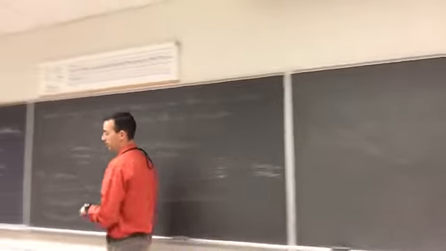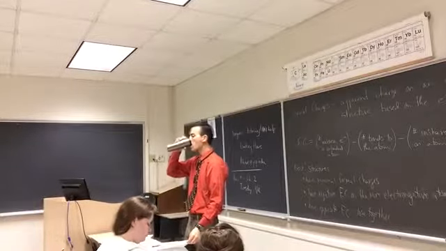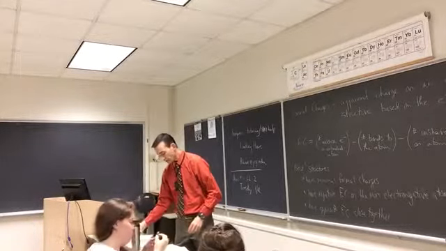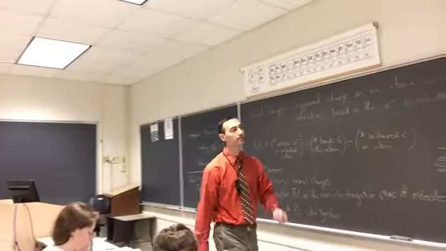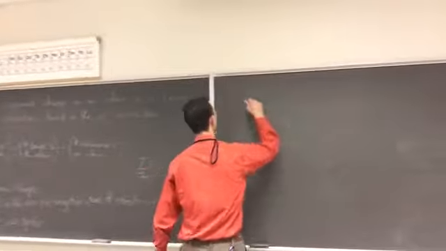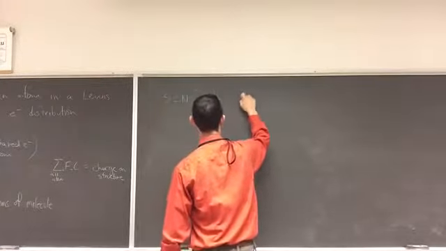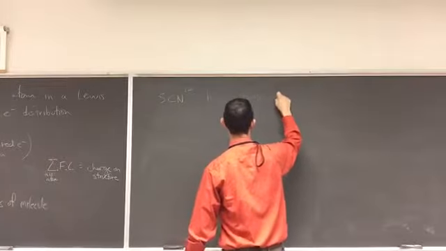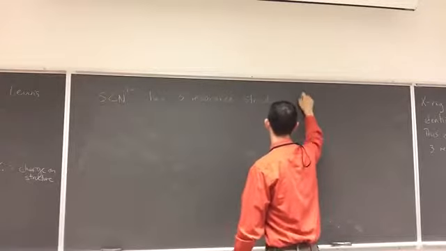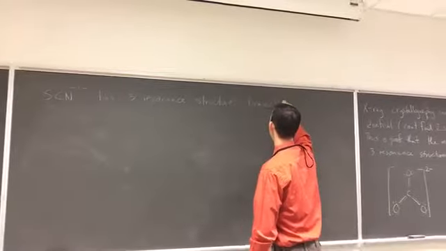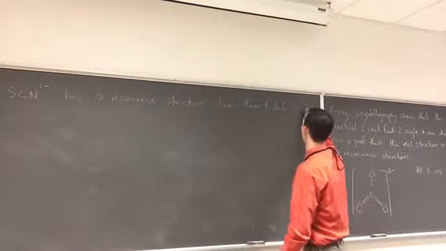Okay. I'll just pick a couple of these out of the book here. The thiocyanate ion. This is example 3.1, the thiocyanate ion, SCN with a 1- charge, has 3 resonance structures. Let's draw them and determine the best structure.